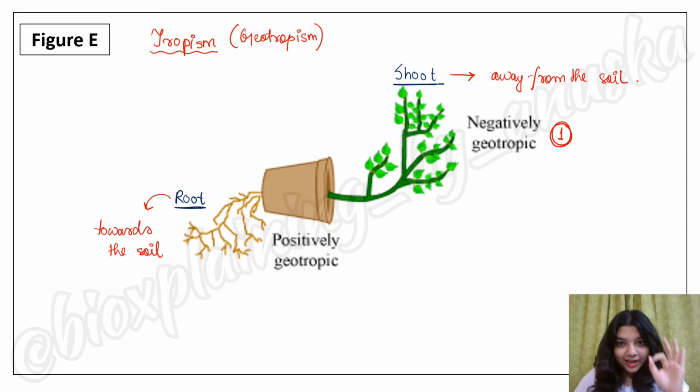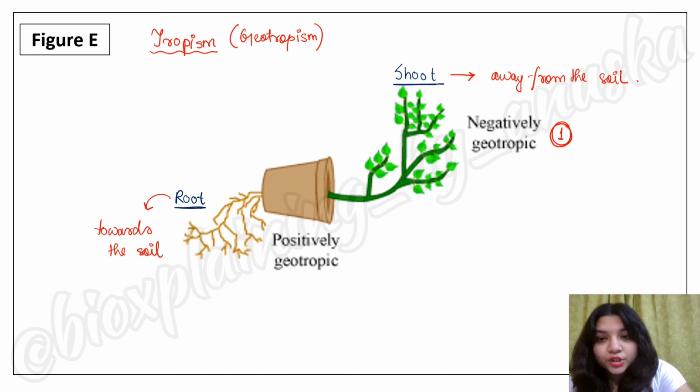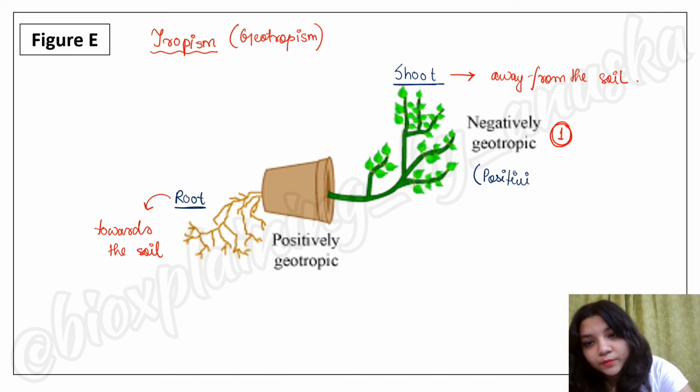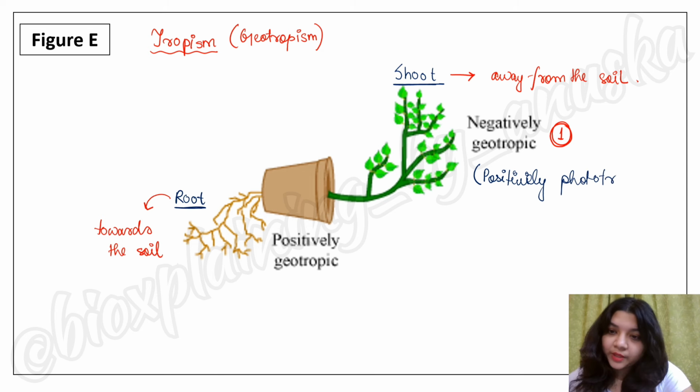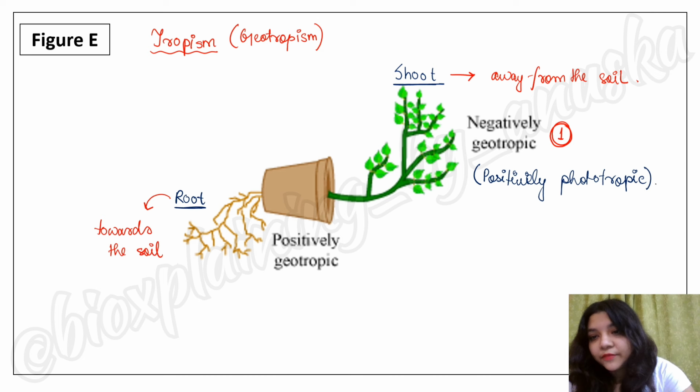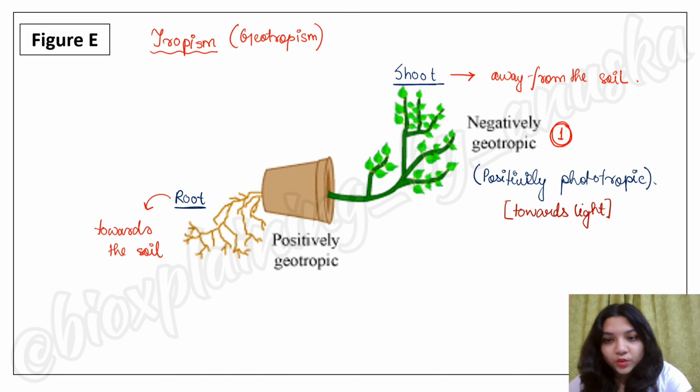Alternatively, while marking out tropism, you could have also marked that this one, the shoot, is positively phototropic. What does positively phototropic mean? It means that, what spelling am I writing? Phototropic, yeah. Positively phototropic. Matlab, it always wants to go towards photo, light. That is towards light.